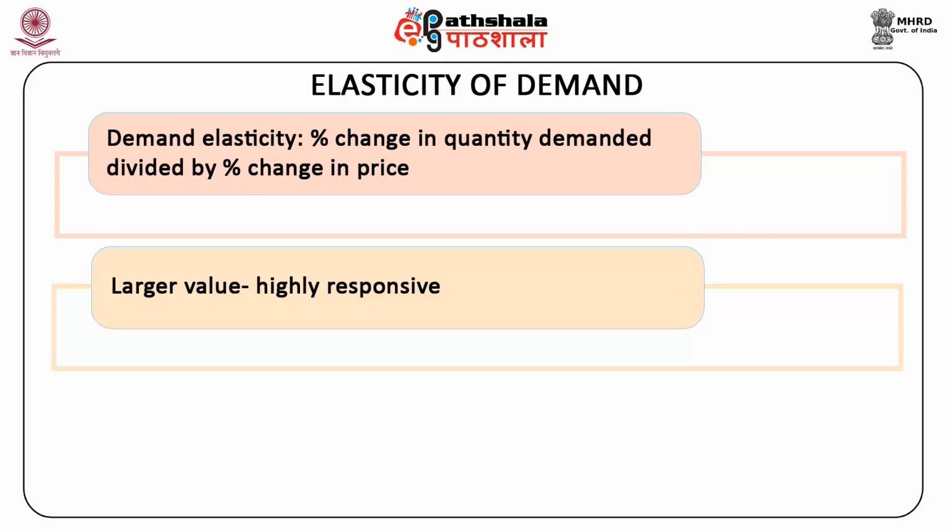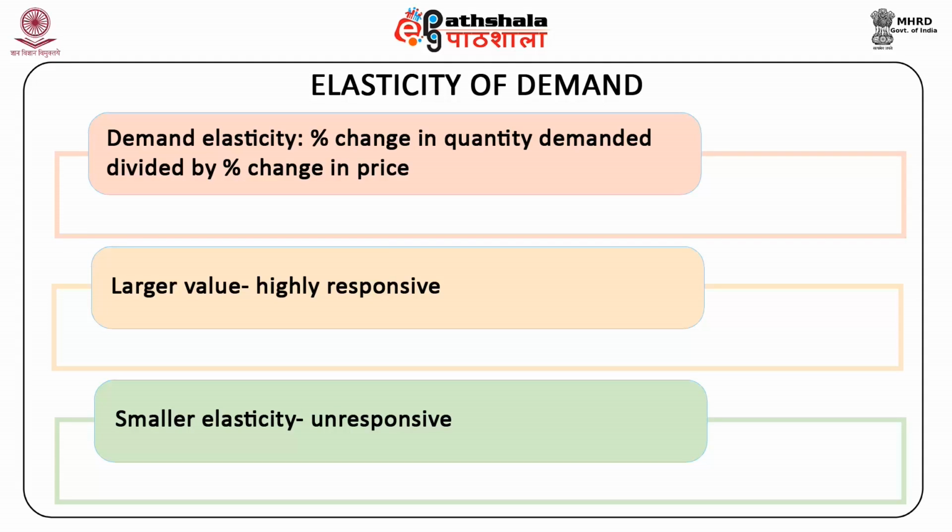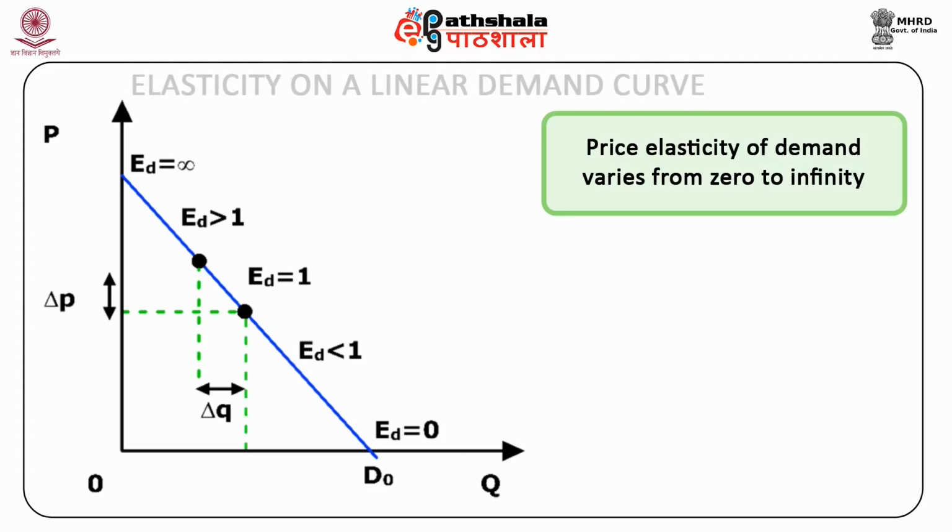The larger value of elasticity indicates that the quantity demanded is highly responsive to a little change in the price. That is, quantity demanded changes more as compared to the change in the price. On the other hand, the smaller elasticity indicates that the quantity demanded is relatively unresponsive to a change in the price. That is, the quantity demanded has a little change as compared to a change in the price. The value of price elasticity of demand varies from 0 to infinity.